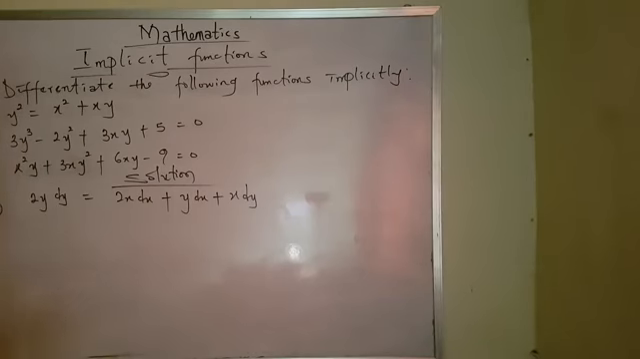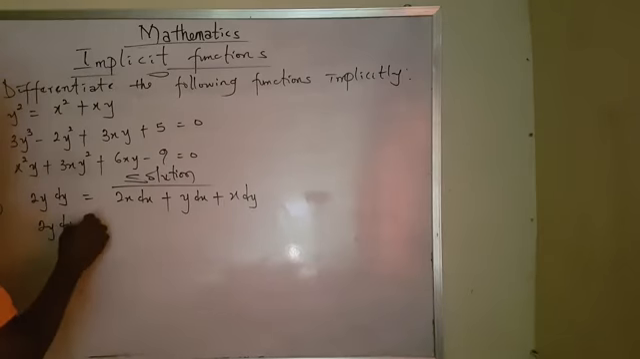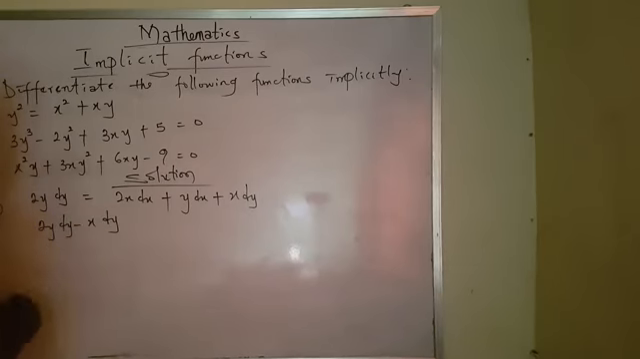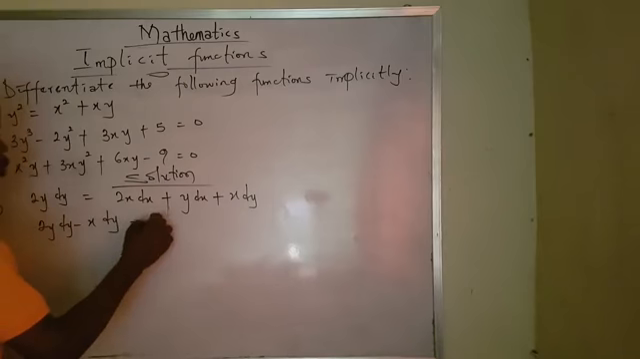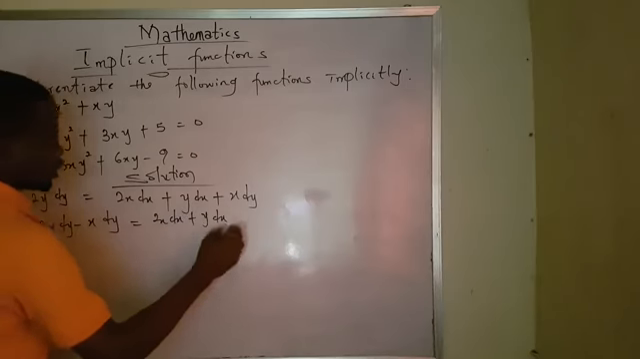Now you collect like terms. Where are the dy families? Bring them together. Where are the dx family? Put them to the other side. You get? So now we have 2y dy, and we have dy here, so minus x dy, that can be equal to 2x dx plus y dx.